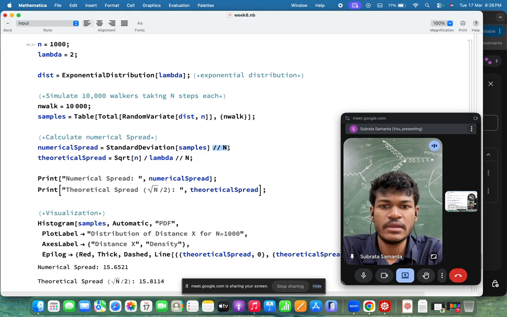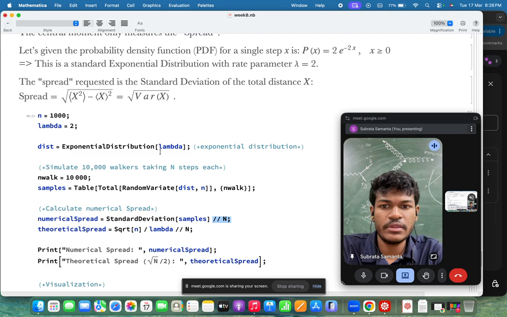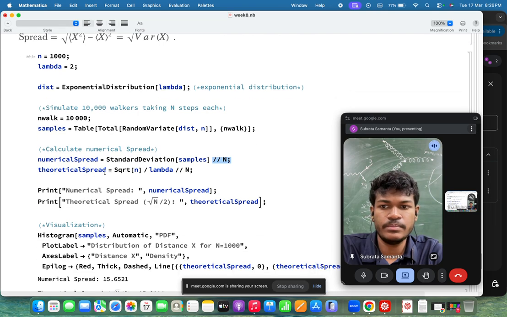This gives you the numerical number. This is a double slash, this is not a divider. That gives a numerical number, and this is the theoretical spread, the square root of n over lambda. So, for this exponential distribution, the theoretical value of the standard deviation is the square root of n over lambda.